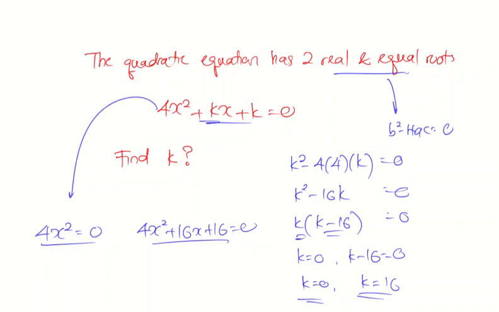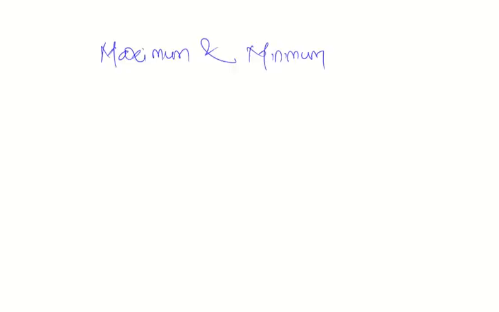So we come to the last part of this topic, maximum and minimum point. Have we learned this before? Yes. y equals negative x squared plus 4x plus 21. Yeah, we have learned this before.